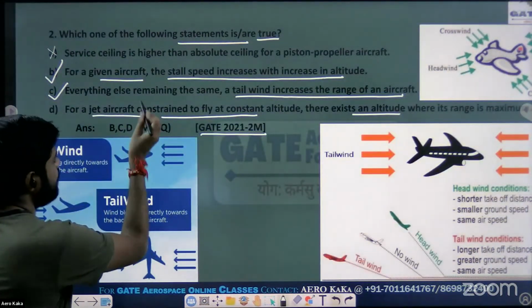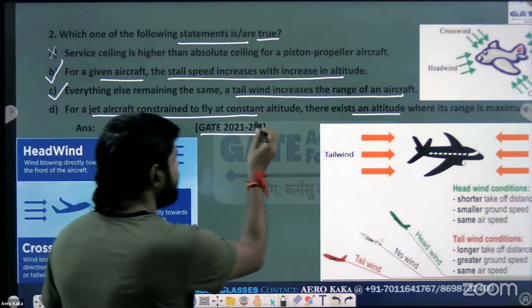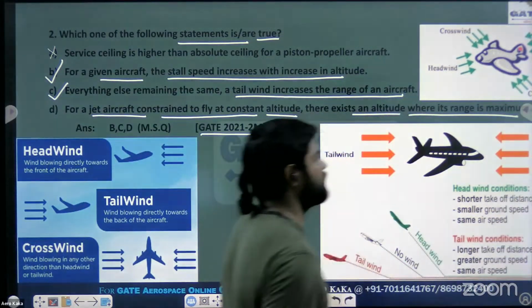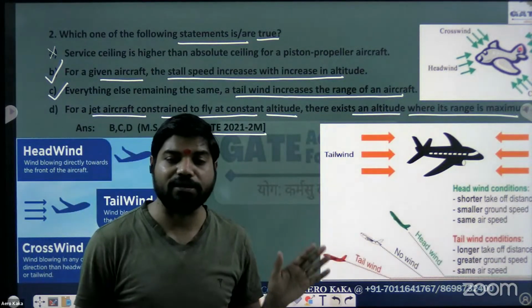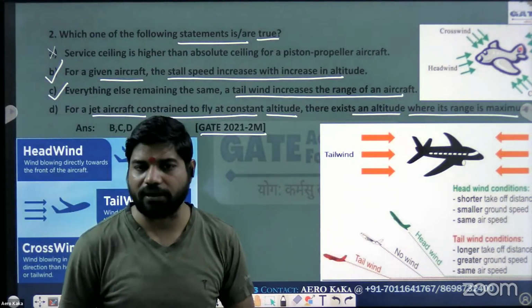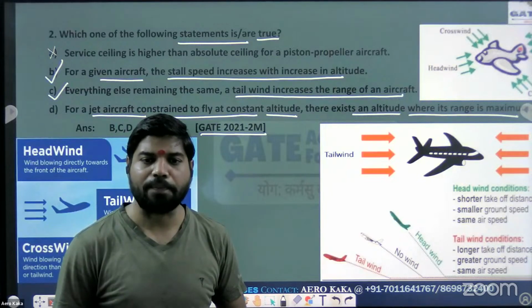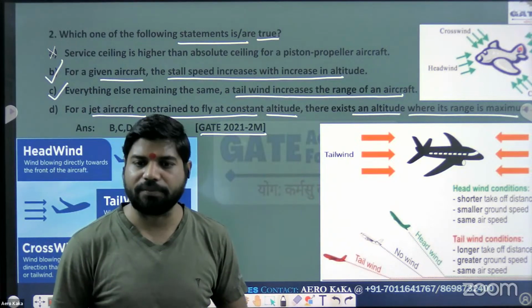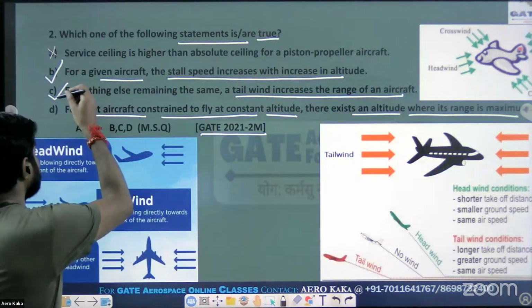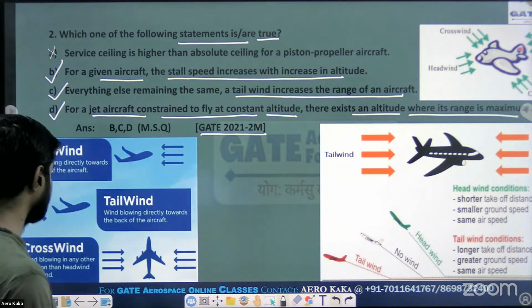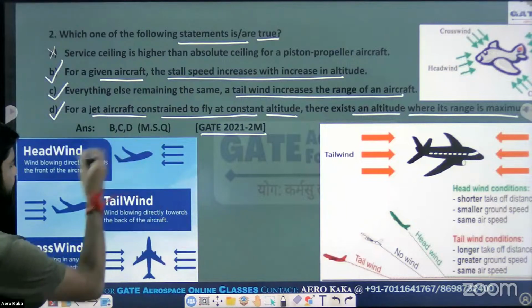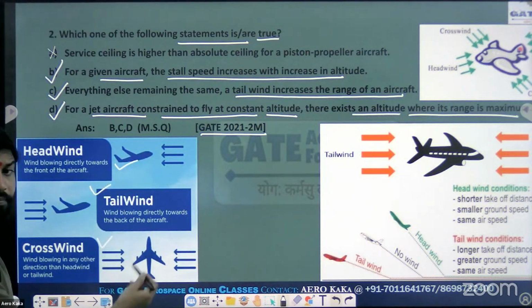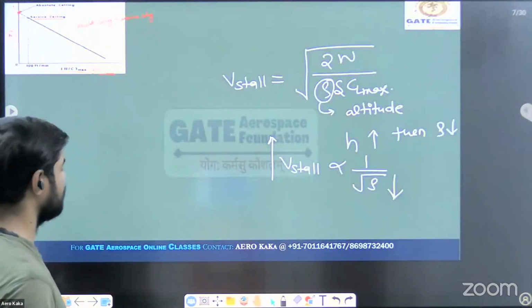For a jet aircraft, especially, it is written that at constant altitude there exists an altitude where its range is maximum. Yes. It means that if you are flying a jet engine aircraft near the ground, obviously its range will decrease. Can you relate? Yes, sir. By keeping all the parameters the same. So here option B, option C, as well as option D are correct. This is the explanation of what a headwind, a tailwind, and a crosswind are. We have drawn all these diagrams during the live lectures.